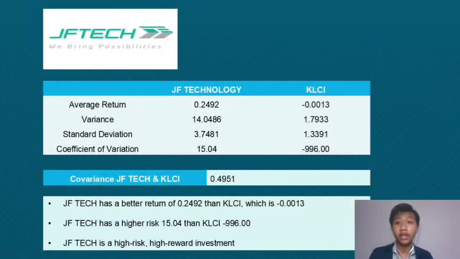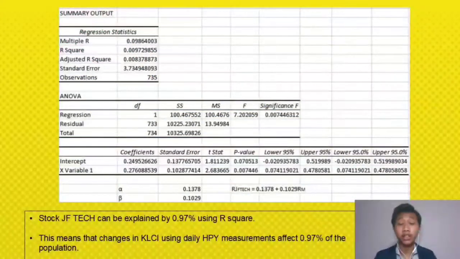However, JF Tech has a higher risk, which is 50.04, than the KLCI, which is negative 996. We can conclude that JF Tech, the same as Hong Leong Industri Berhad, is a high risk and high reward investment. Using R-square, JF Tech can be explained by 0.97%. This means that changes in the KLCI based on daily measurements affect 0.97% of the population.